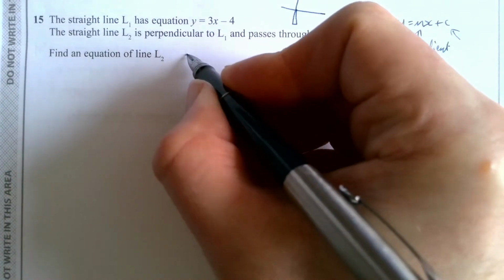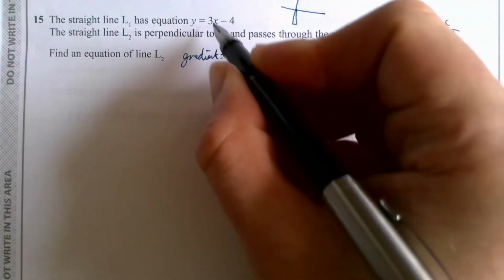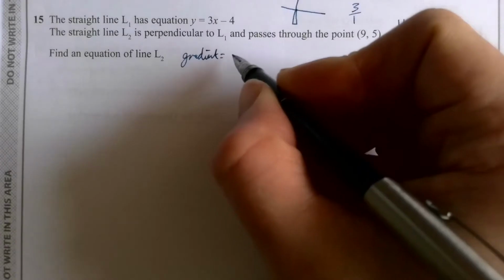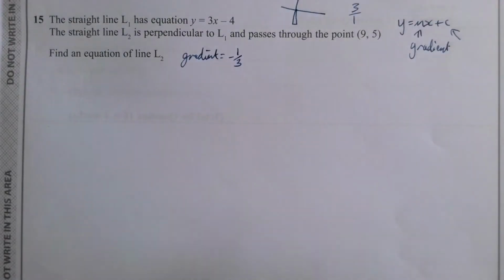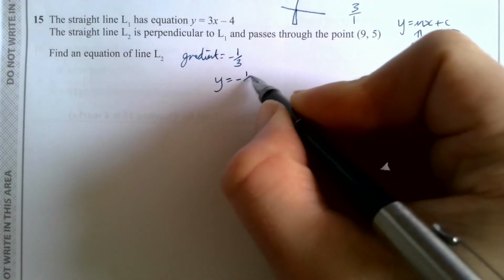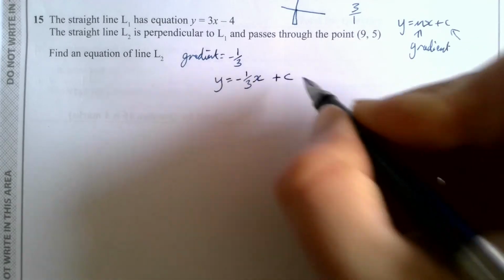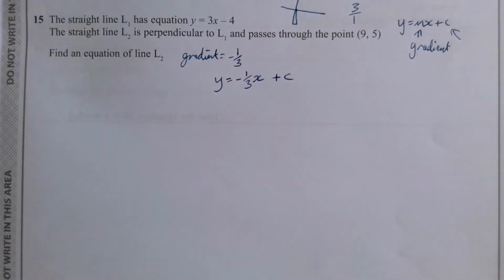So the gradient is going to be, 3, think of as 3 over 1. The reciprocal of 3 is a third, but it's going to be negative. It's going to be negative a third. This means that our equation, and you'll have 1 mark for saying this, is going to be y equals minus a third x plus c. And all we need to do to get the final 2 marks is work out what c is.